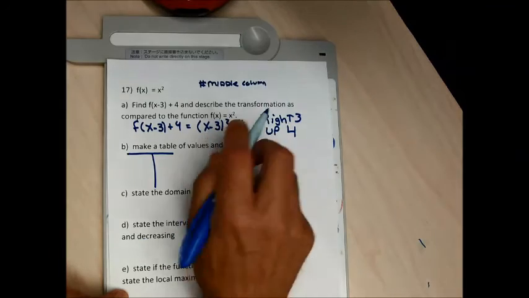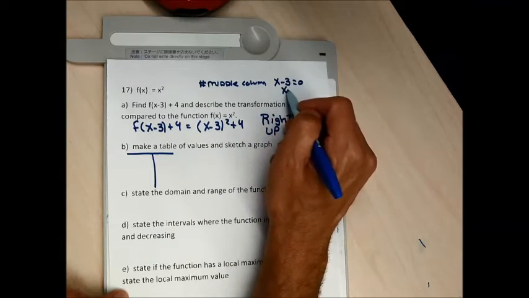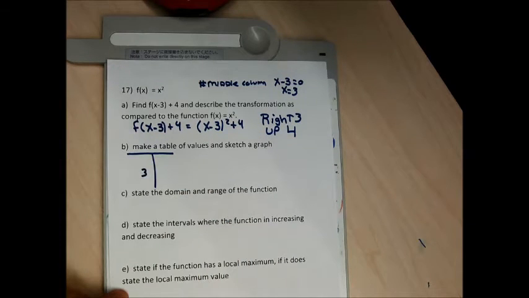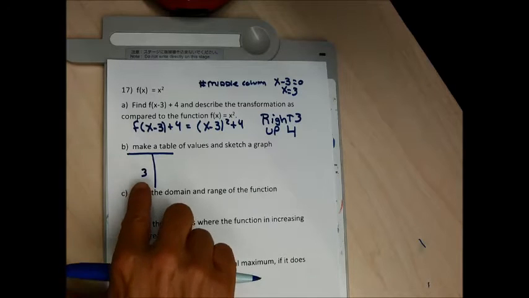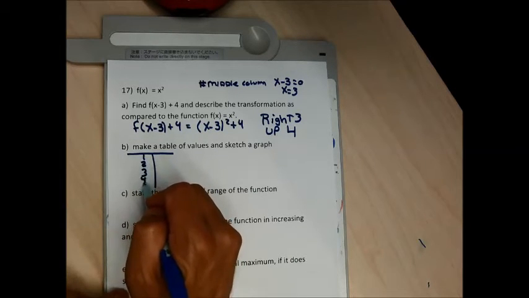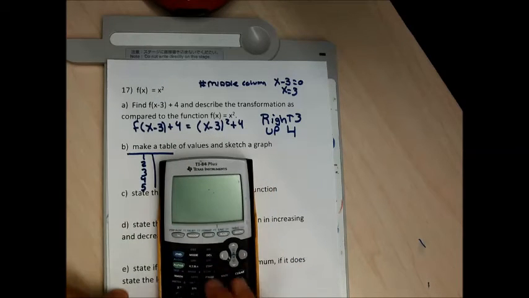So the parentheses there has an x minus 3. If I set that equal to 0, I'll get x equal to 3. When I go to do my table, I'm going to wind up having 5 values in the x column. 3 is going to be in the middle, and then I'm going to go smaller than 3 and bigger than 3. And I'm going to graph the function that has the points, the x coordinates 1, 2, 3, 4, and 5. And I'm going to use my calculator to get the y coordinates.